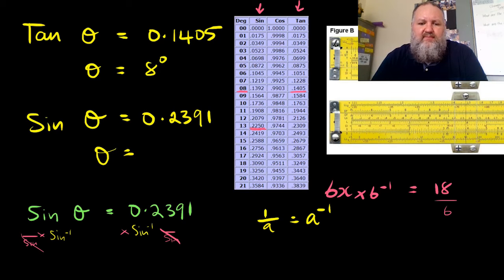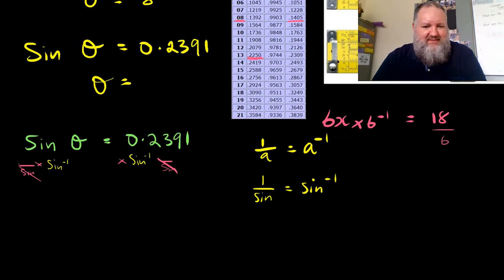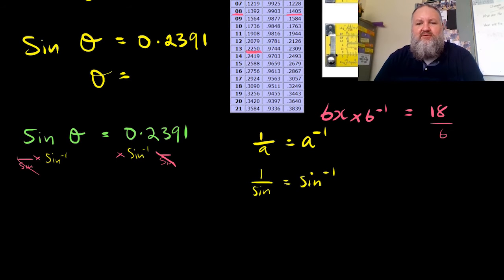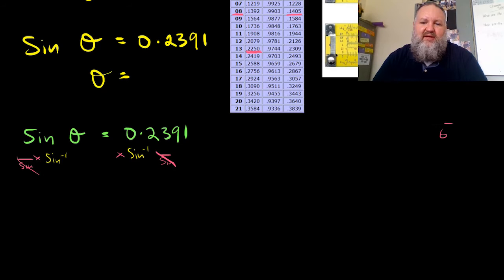Okay, and again, let me repeat that. If we've got 1 over sine, which is what we're dividing by, sine means, it really means sine to the -1 based on our index laws. Okay, so let's think about what this looks like in practice. Let me get rid of all this other stuff that we don't actually need anymore so that we don't have all this confusing stuff. Okay, so in our problem over here, the sine of theta is equal to 0.2391, and I'm going to multiply both sides by sine to the -1.